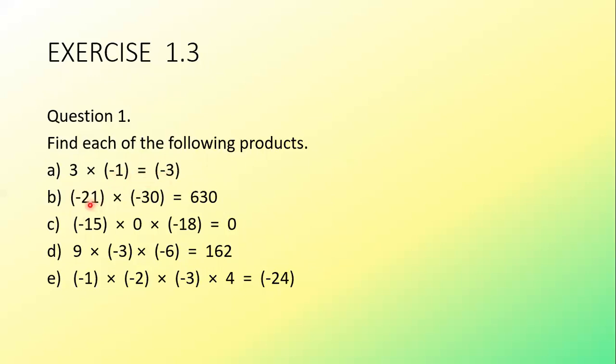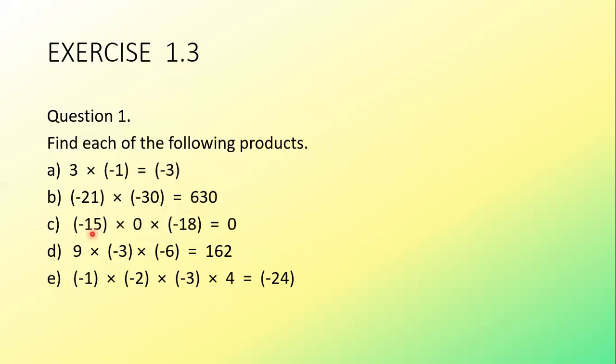Now the second question. Minus 21 into minus 30. First you find the product. 21 into 30 will give the answer 630. Now think about the sign. How many negative signs? 2 negatives. Negative into negative, right? So the answer will be positive. When two negative integers are multiplied, the answer will be positive, right? So the answer will be 630. That is positive. We don't have to place the sign there.